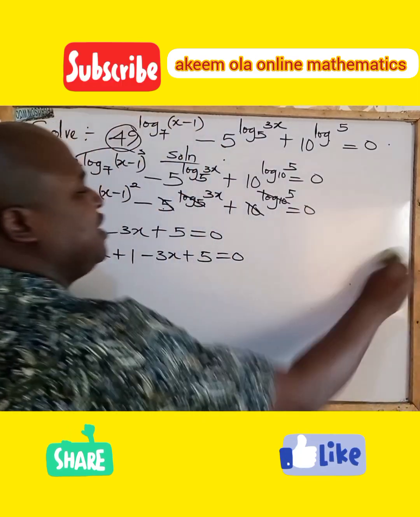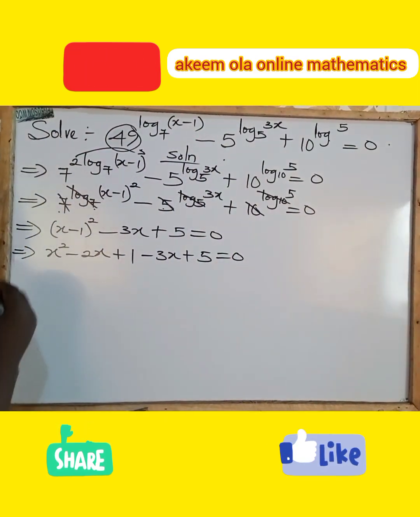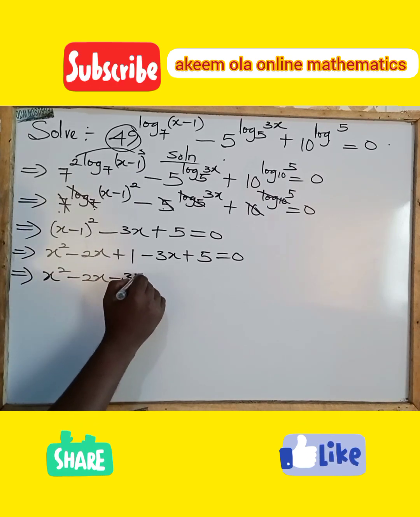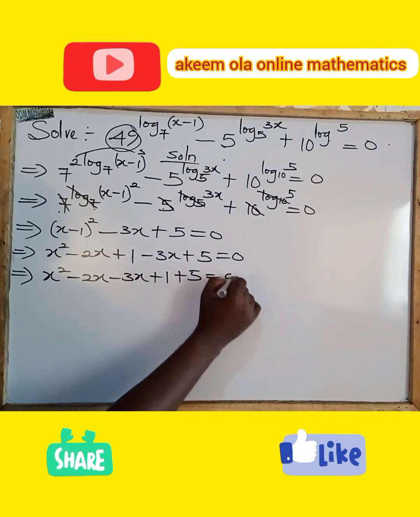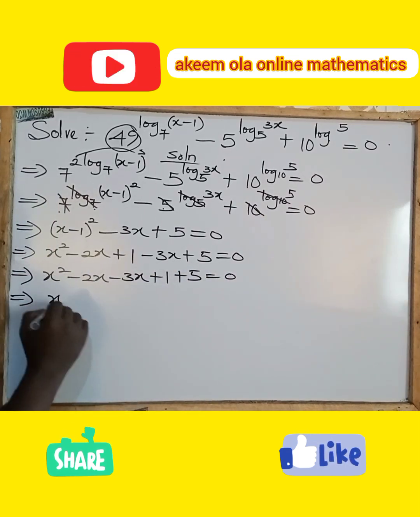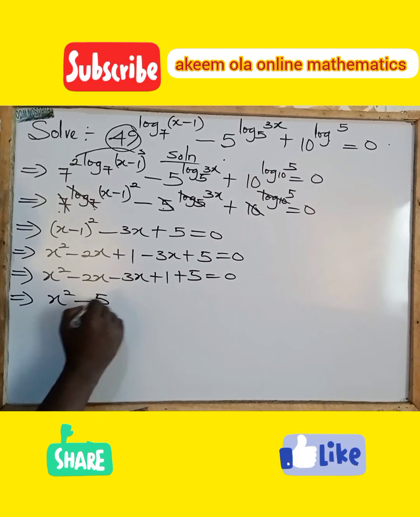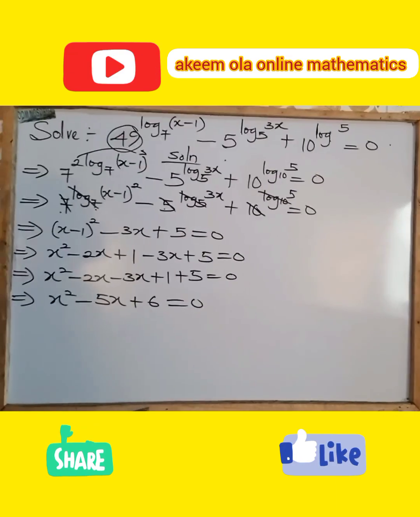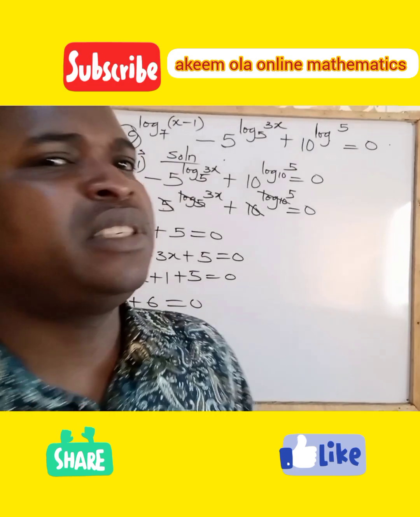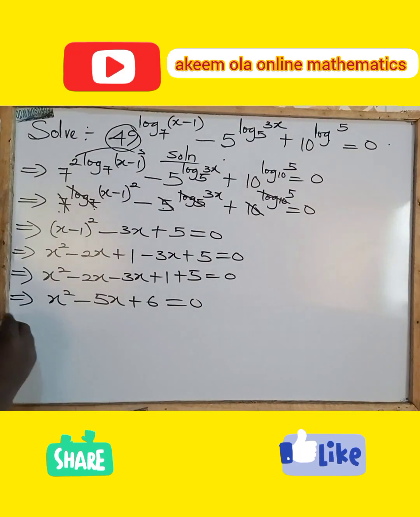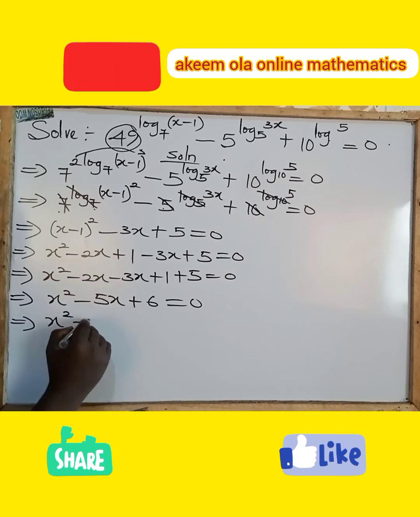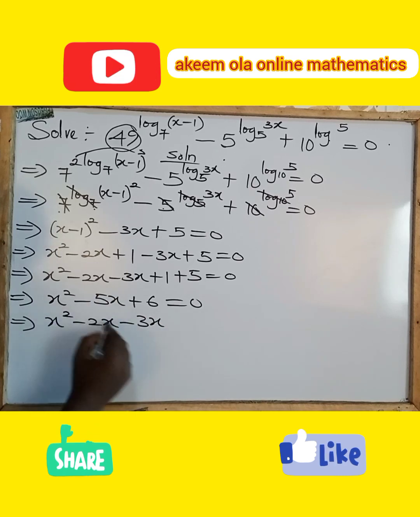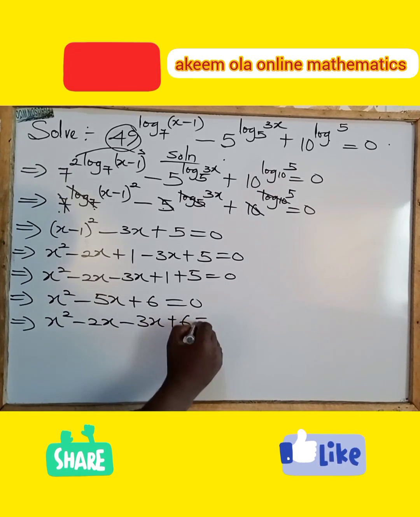When you collect like terms, what are we going to have? You have x squared minus 2x minus 3x plus 1 plus 5 is equal to 0. That will eventually give x squared minus 5x plus 6 is equal to 0. Factors of 6: that means minus 2 and minus 3. So we are going to have x squared minus 2x minus 3x, that will give us minus 5, and when you multiply them together, it will give us plus 6, is equal to 0.